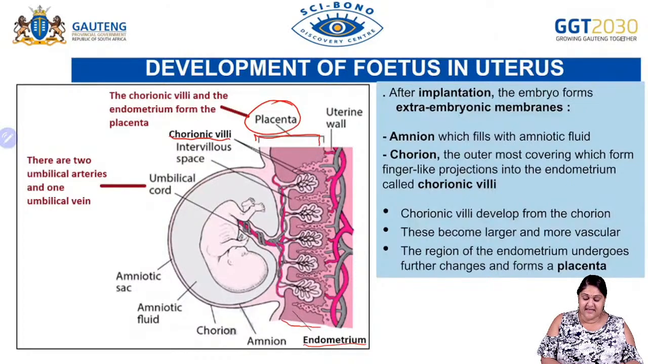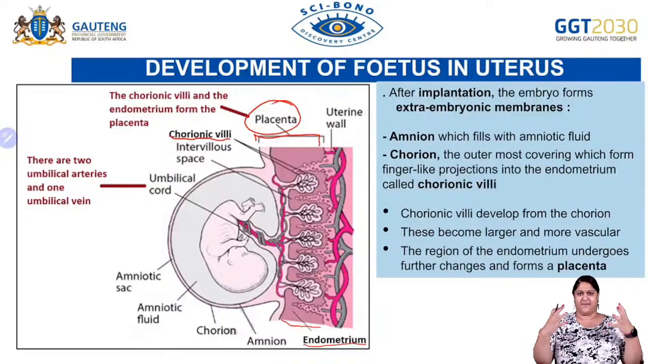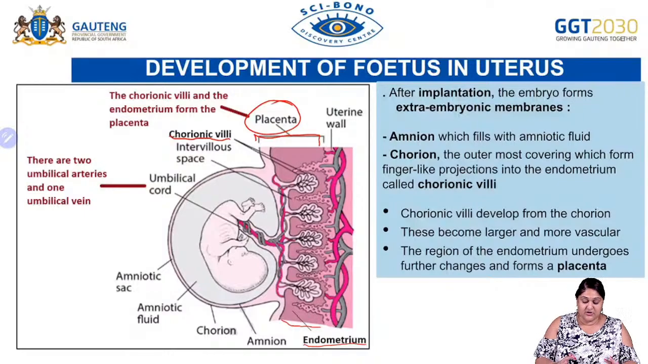This region over here is the placenta. It's the endometrium with the chorionic villi that are getting bigger, more vascular and larger. It's going to be called the placenta. Then we also need to know some other structures which we are going to go into now. But for this diagram, we can come back to it later. For now I just want you to understand how the implantation is occurring.